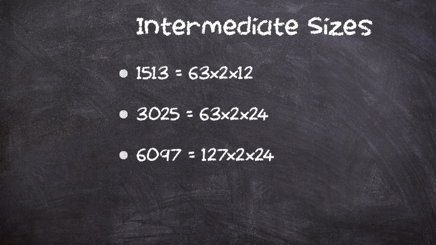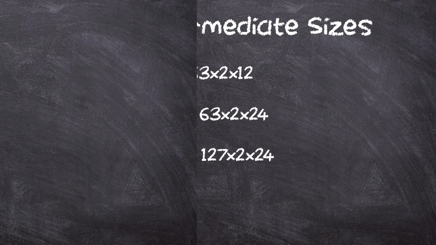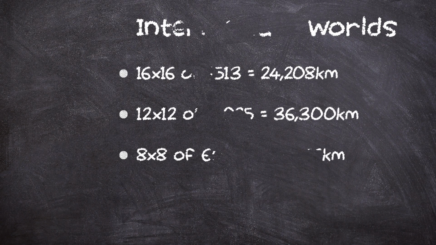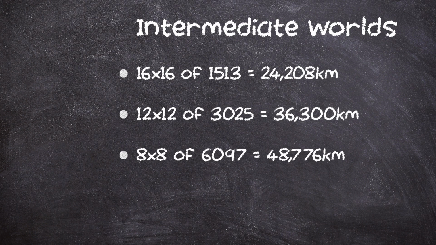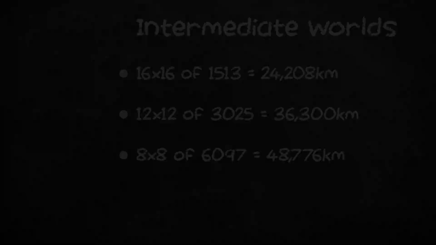I have tested these intermediate sizes of 1513, 3025, and 6097 with both landscape and world composition. The ability to use these sizes opens up the possibility to have additional total world dimensions, such as 8x8 tiles of 6097 for a 48K world size.